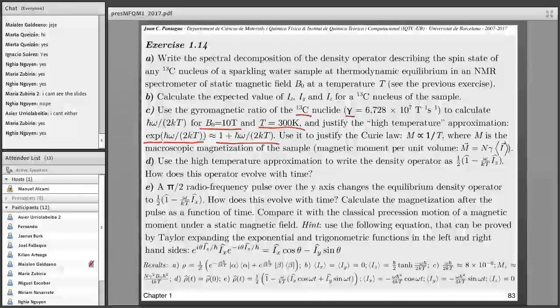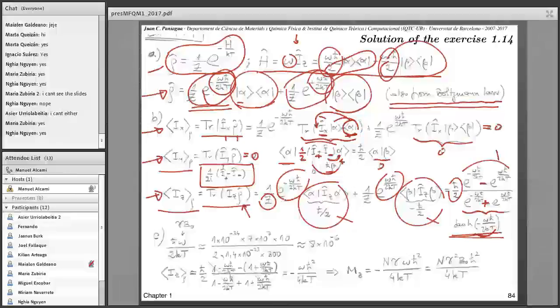Well, let's check it. This is gamma, this is the field. Recall that omega was gamma B0. Well, in fact, this is the absolute value of omega. We want only to obtain an order of magnitude. Then we substitute and we obtain 8 multiplied by 10 to the minus 6. So it's clear that this is a small term. And put in an exponential, the Taylor expansion converges very quickly.